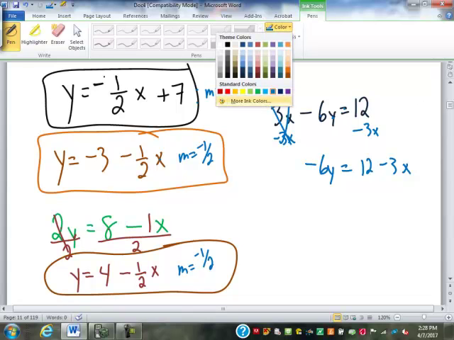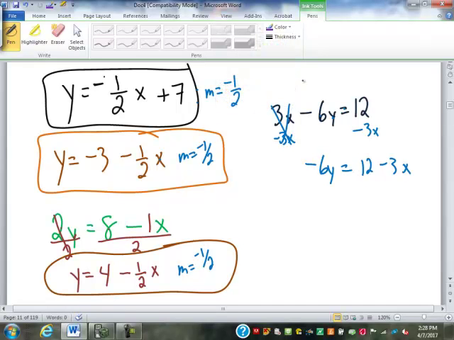What's next? Well, how is the negative 6 attached? What operation attaches it to the y? It's multiplied. So to get rid of it, I need to divide by -6. So the -6 cancels out. I have y here. I have to divide every digit on the other side by -6. What's 12 divided by -6?